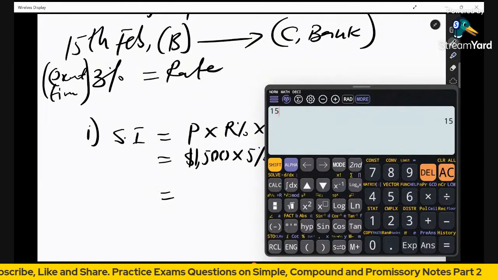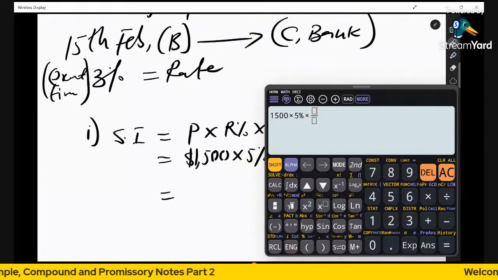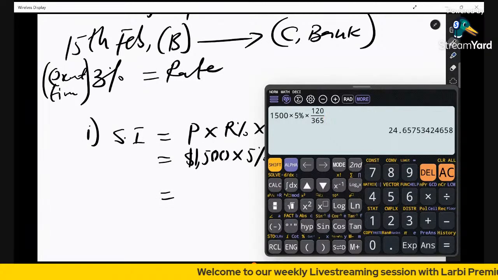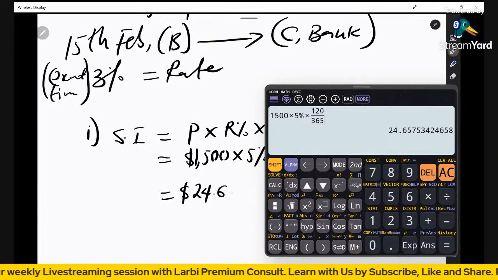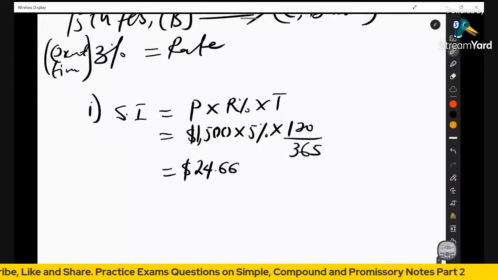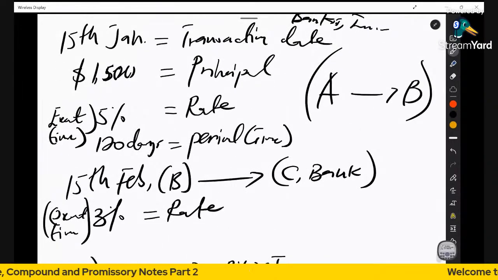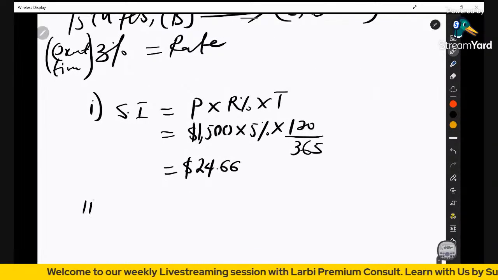Okay, so what are we getting as our simple interest in this transaction? We have 1,500 multiplying 5%, multiplying 120 over 365. So what are we getting? We are getting 24.66, so $24.66. This is the interest. This must be paid as interest on 1,500 together with the 1,500 to Party B from Party A at the maturity date, right? Okay, so we can then also determine the maturity value of this transaction.